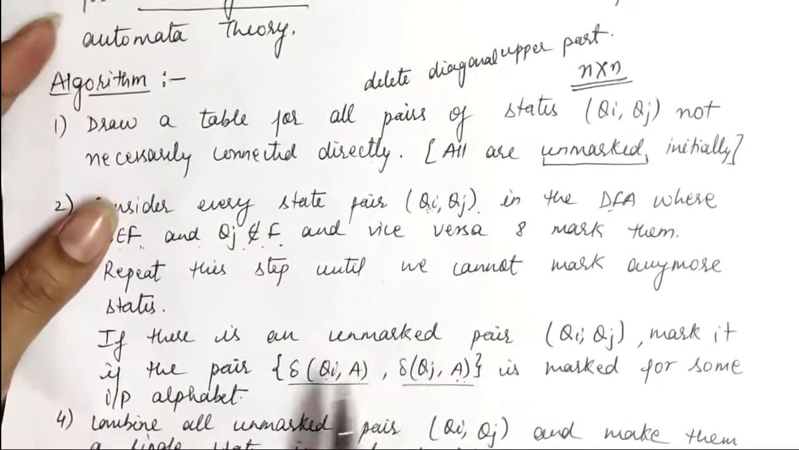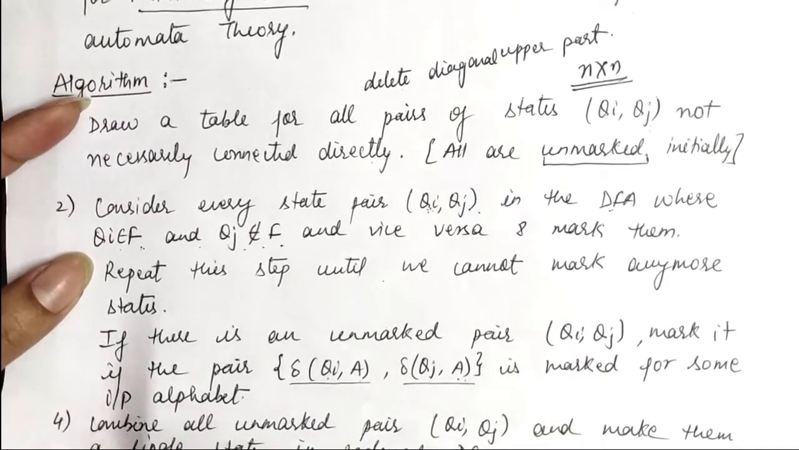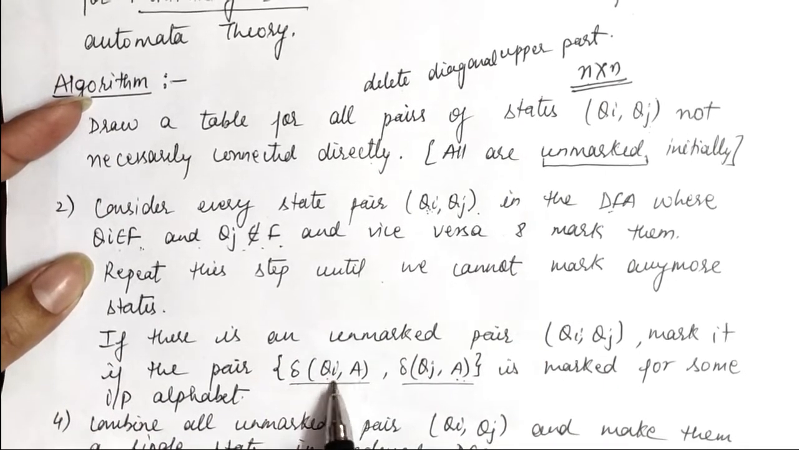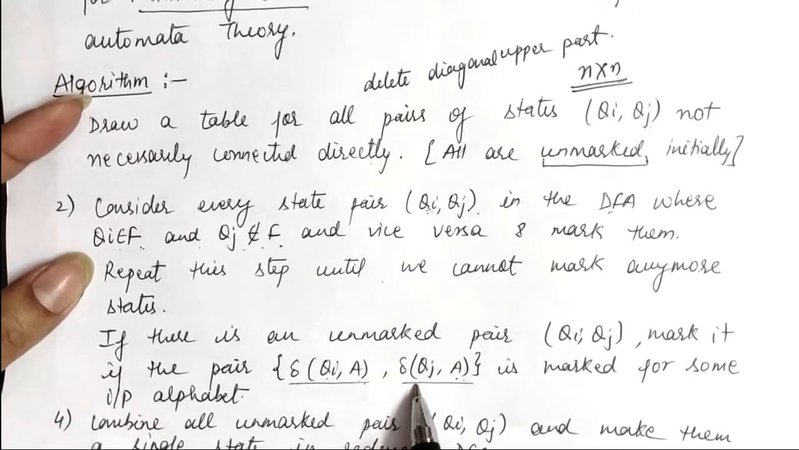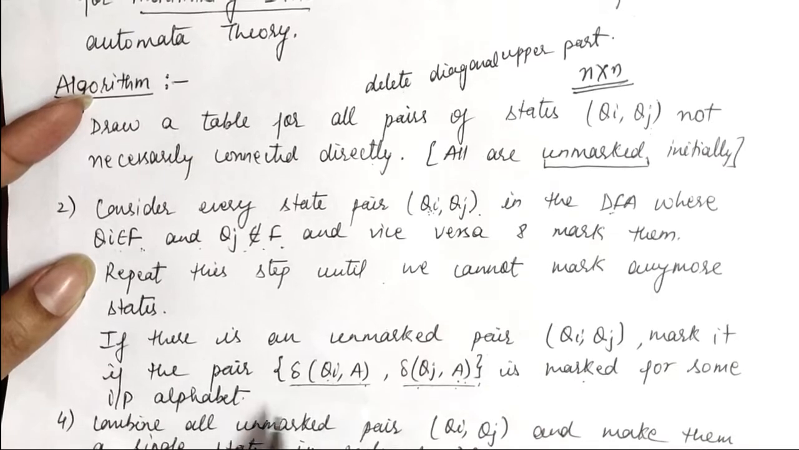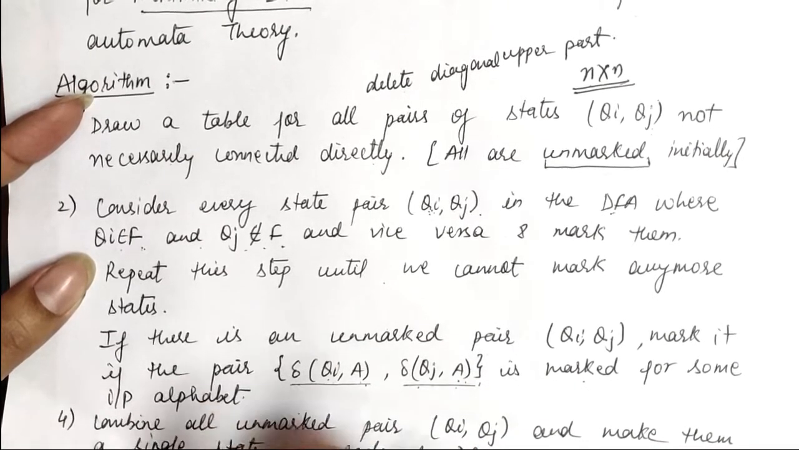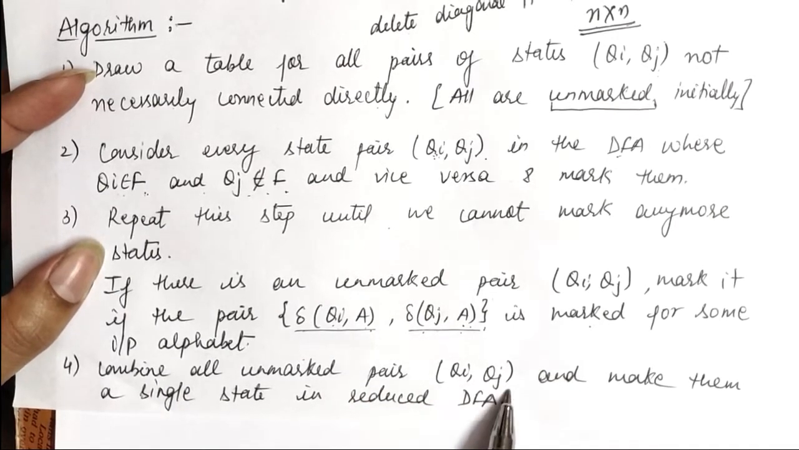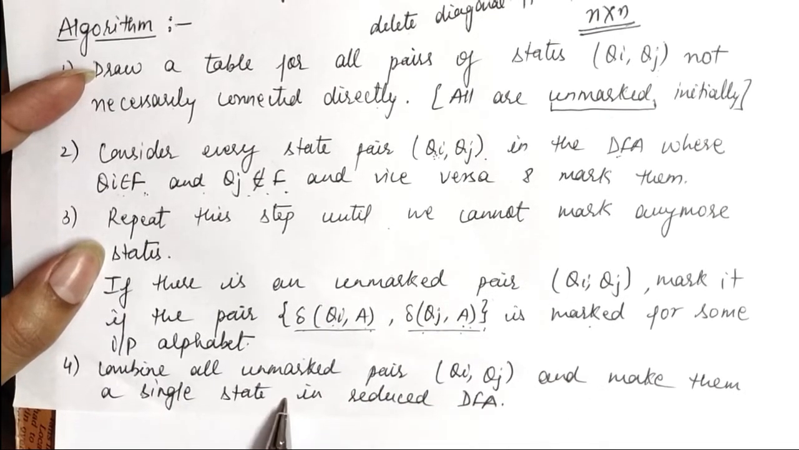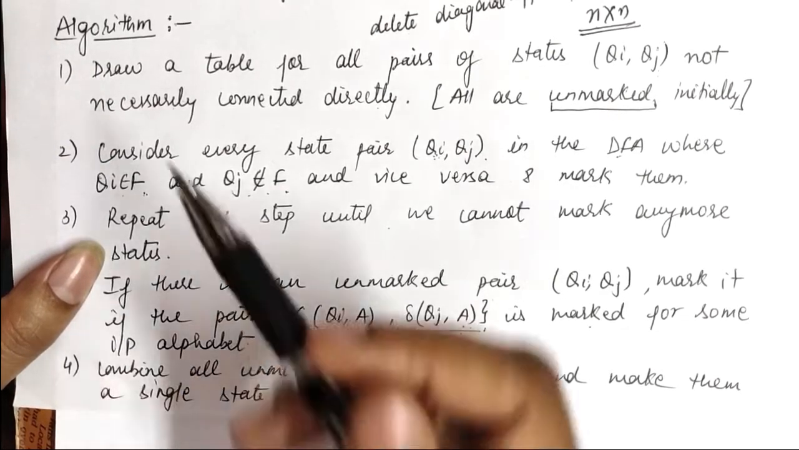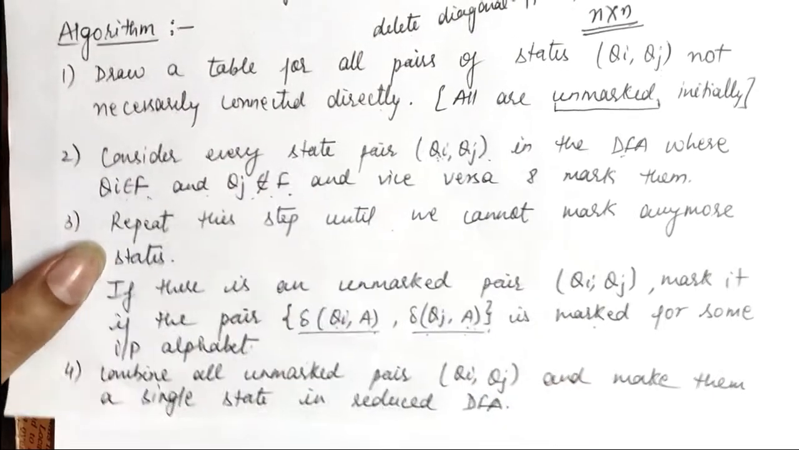If there is an unmarked pair in the n by n matrix, then we find the transition function of Qi with input A and the transition function of Qj with input A, and we mark for some input alphabet. After this, we combine all the unmarked pairs Qi Qj and make them a single state in the reduced DFA. So we take an example and follow this algorithm step by step.